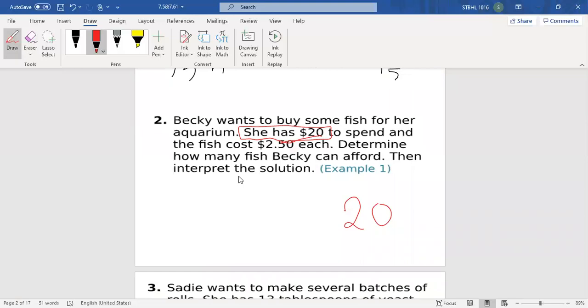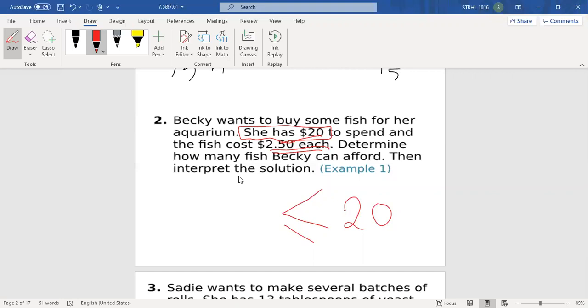This is the maximum she had, maximum $20. She has $20 to spend and the fish costs 2.50 each. Now, what are you wondering about? Determine how many fish that he can offer.